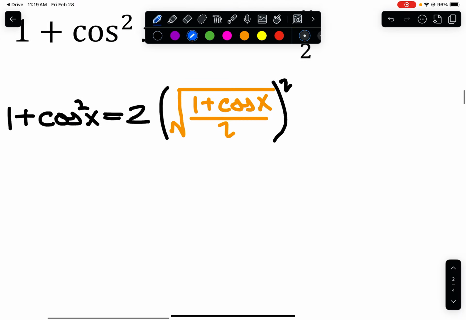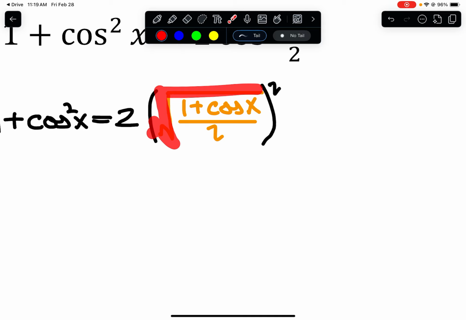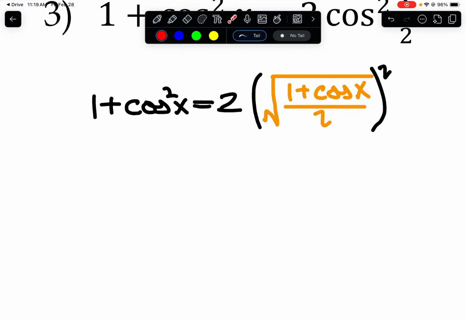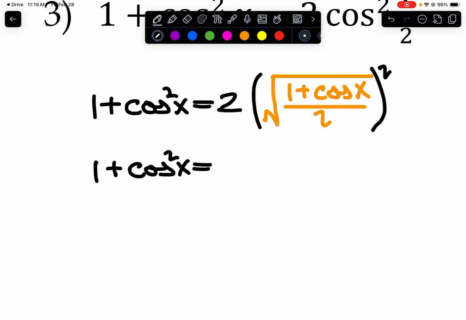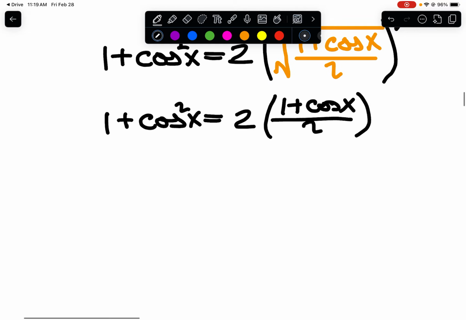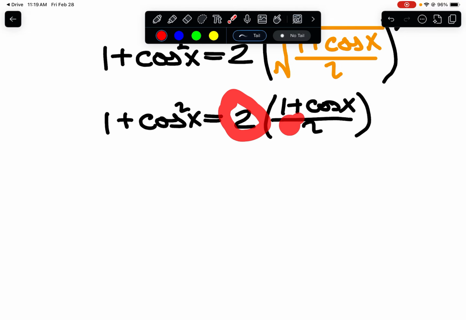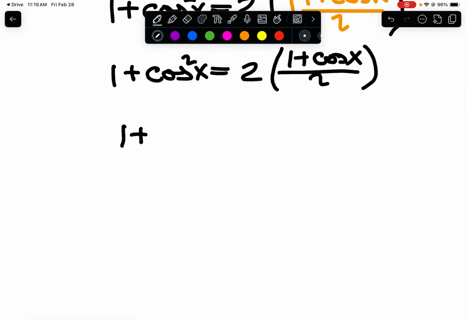So now I'm going to simplify it. I have a square root, and I'm also squaring it, so those 2 operations are going to simplify since they are inverse operations. So I'm going to have 1 plus cosine squared x equals 2 parentheses 1 plus cosine x all divided by 2. And notice how I'm multiplying by 2 and then dividing by 2, so those values are going to simplify as well. So we're going to have 1 plus cosine squared x equals 1 plus cosine x.